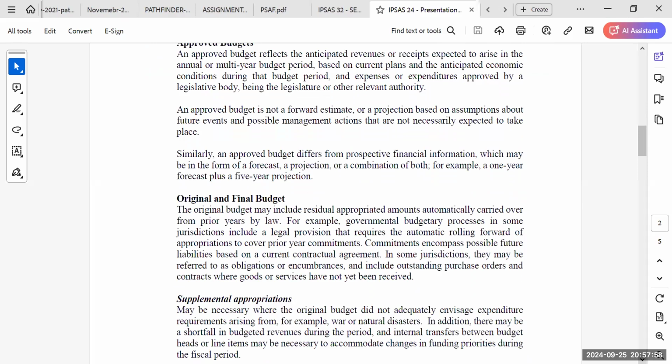Original and the final budget. So the original budget may include residual appropriated amounts automatically carried over from prior years by law. So sometimes you see that some of the monies will be appropriated to the ministries or the departments, but they will not be able to spend all. They will say that those monies should be sent back to the chest. It should be sent back to the consolidated fund.